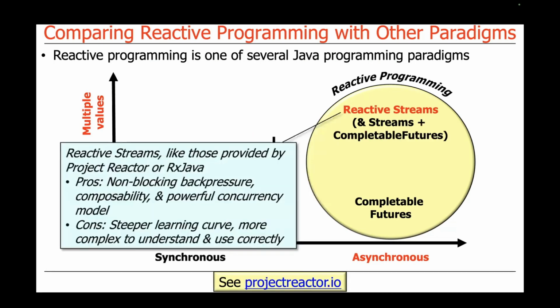The fourth or fifth, I guess it is, and final model here are the reactive streams programming, like we get with Project Reactor or RxJava, where this idea of asynchronous multi-valued semantics are baked into the API as first-class citizens. So you get non-blocking back pressure, composability, very powerful concurrency and parallelism model. The downside is you've got to figure out this API, and some people struggle with that, although, again, I think it's pretty cool and fun to learn.